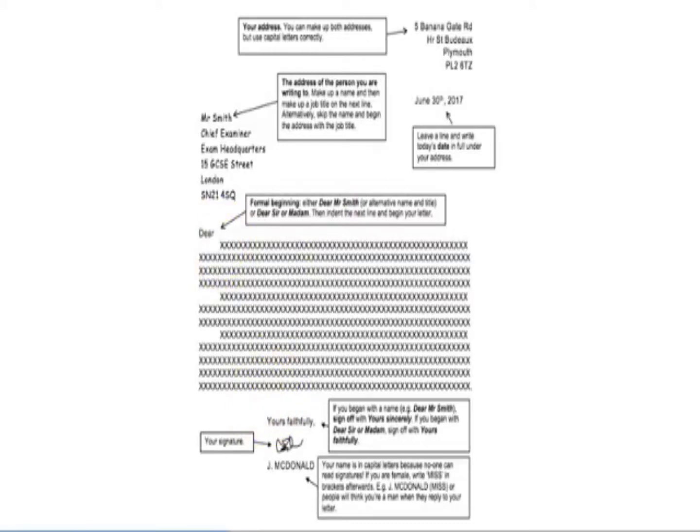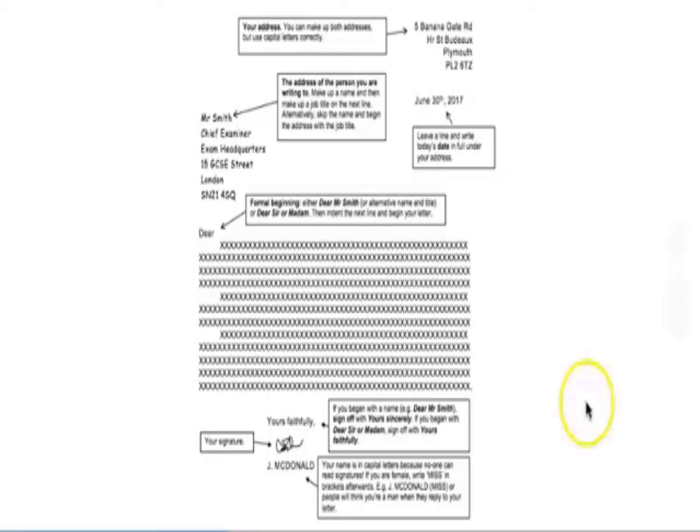Now, there's a lot of confusion sometimes about how do you end a letter. And it all comes down to this basically. If you began with a name, so you actually know the person you're writing to, Mr. Smith, then you sign off with Yours sincerely. But if you began with Dear Sir or Madam, you sign off with Yours faithfully.